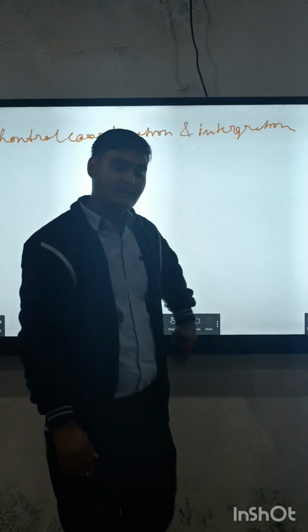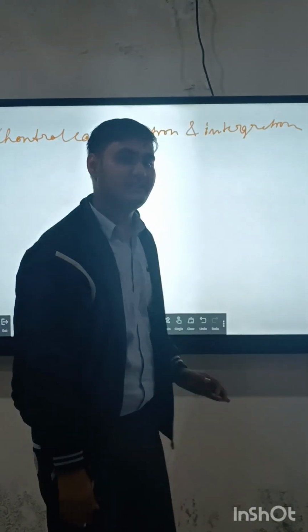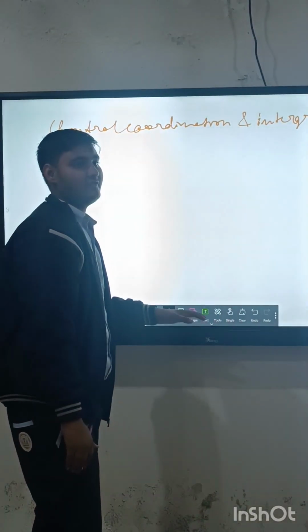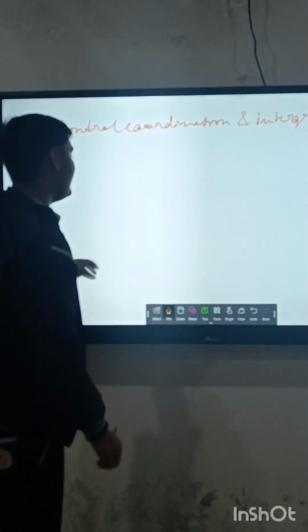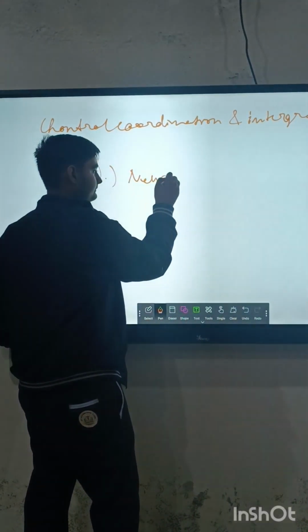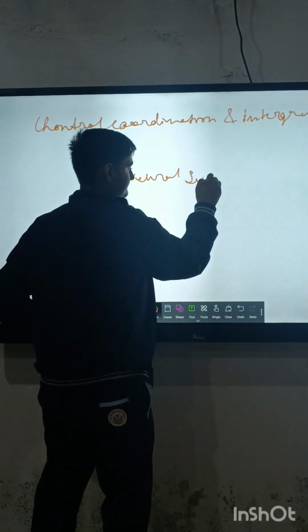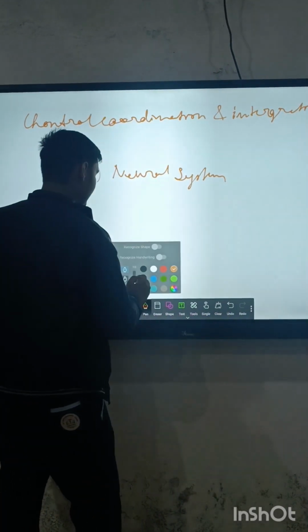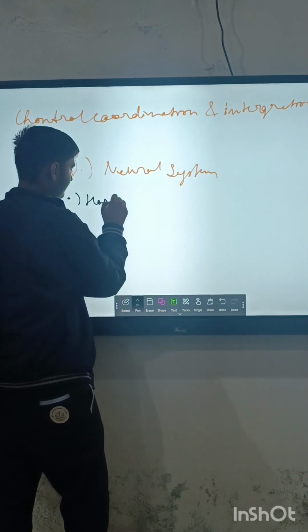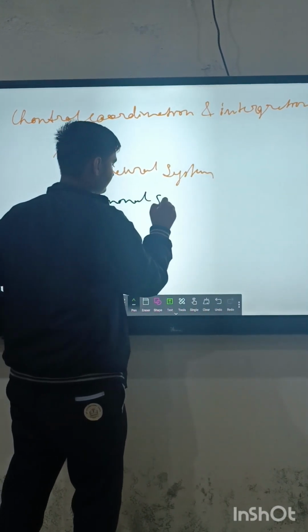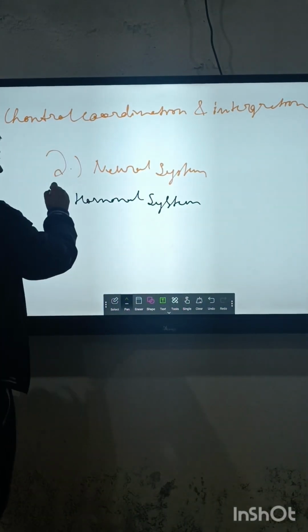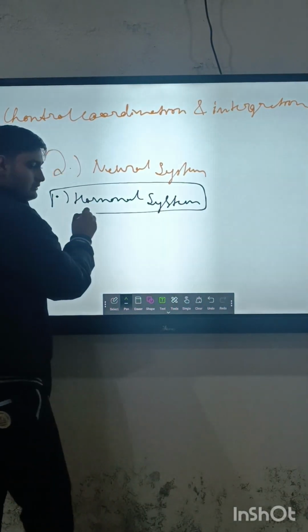As you earlier read in neural control and coordination, you know the coordination and the rhythmic movement of our body is regulated and controlled by two systems. First is the neural system and second is the hormonal system. So in this chapter we are only going to study the hormonal system.